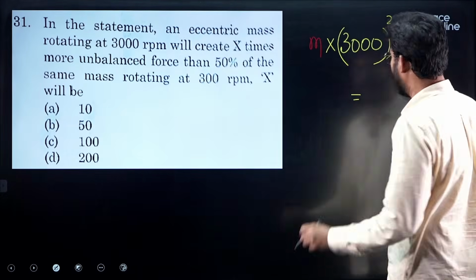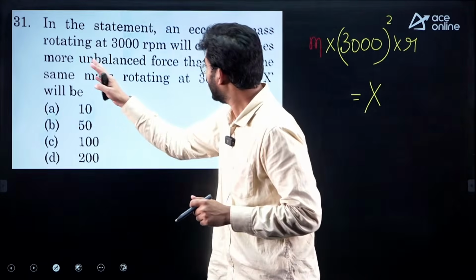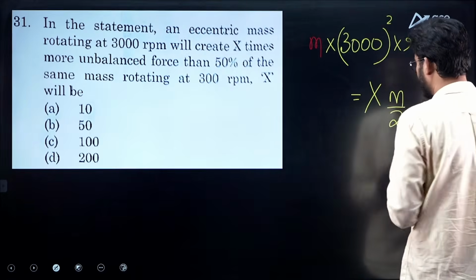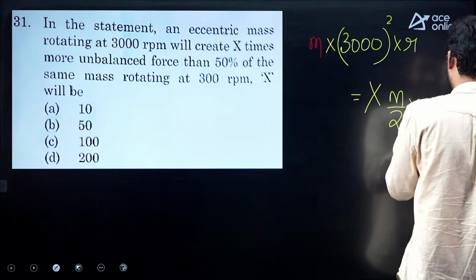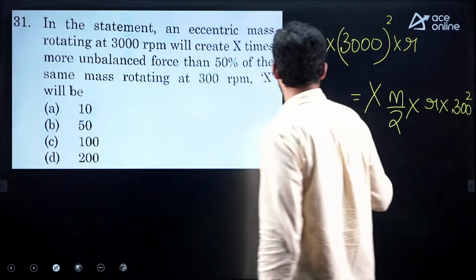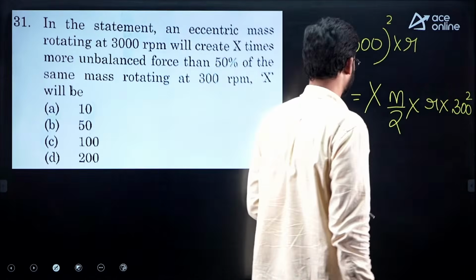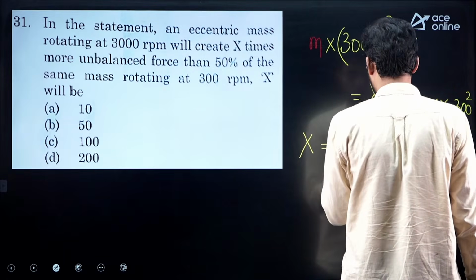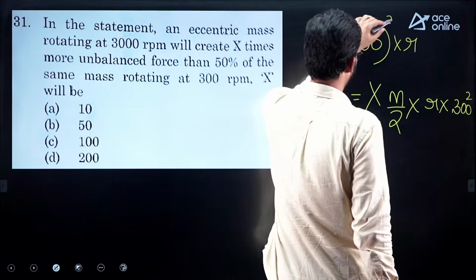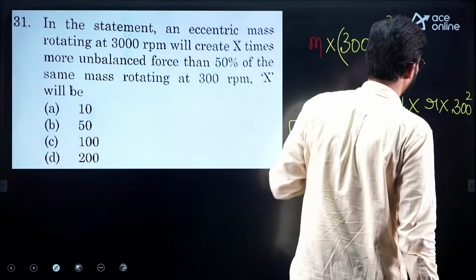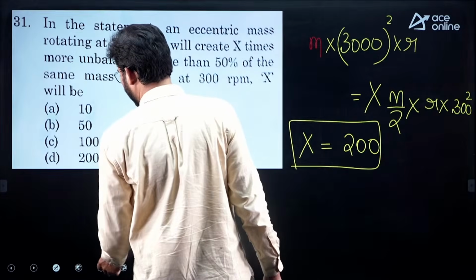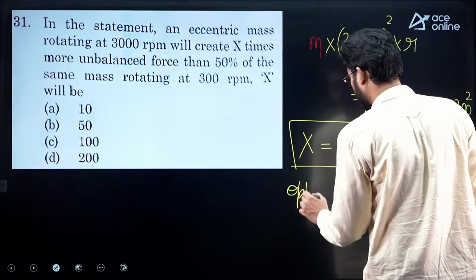This is equal to x times another force which is having 50% of the mass, that is m by 2, and that is rotated at the same radius, and the speed is reduced to 300 square. So if we equate these two and solve for x, then we get x is equal to 200. The factor is 200 because upon equating, the ratio of 3000 square by 300 square is 10 square, that's 100, 100 into 2 is 200. So option D is the answer for this question.